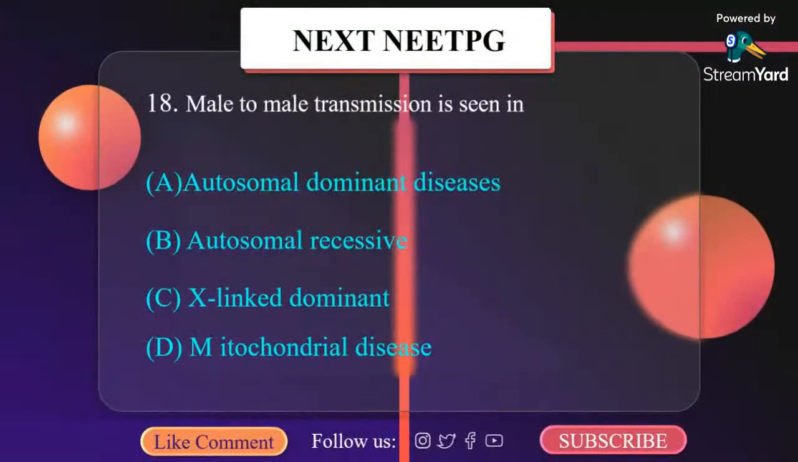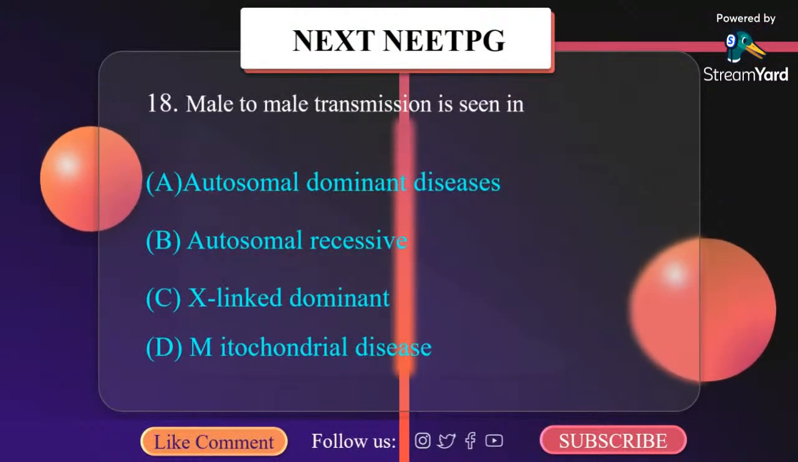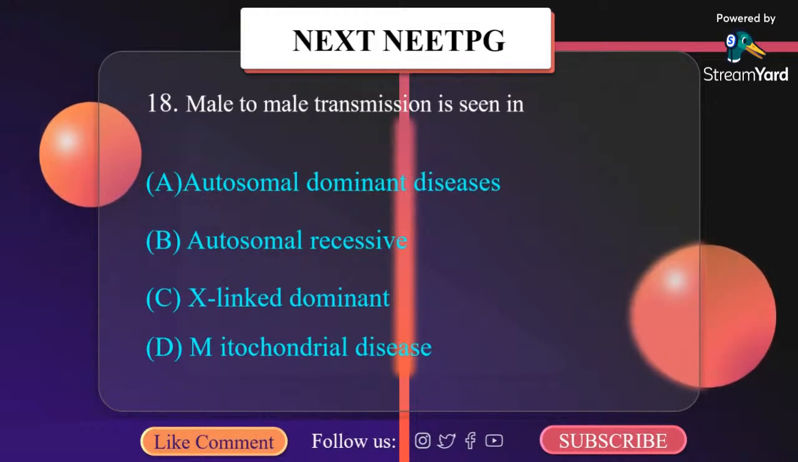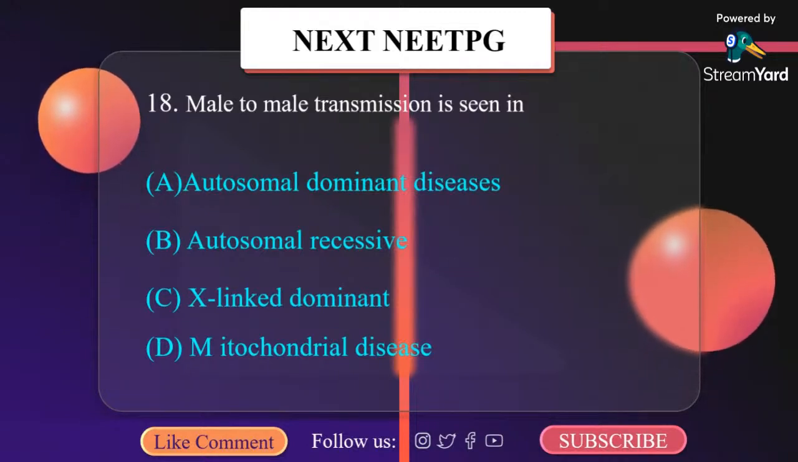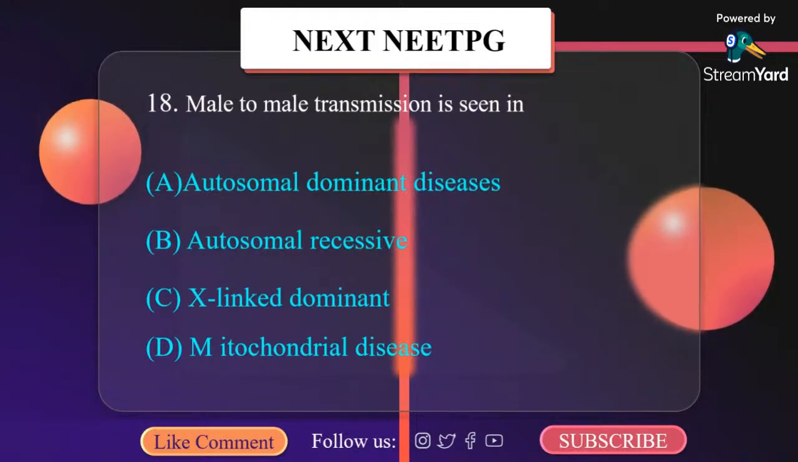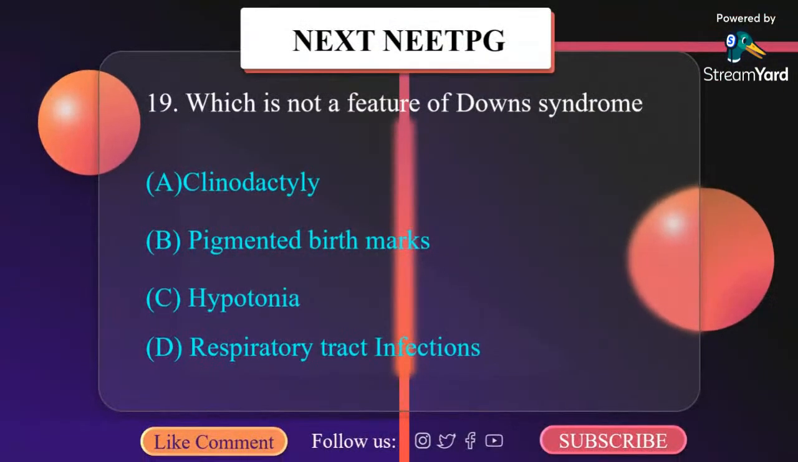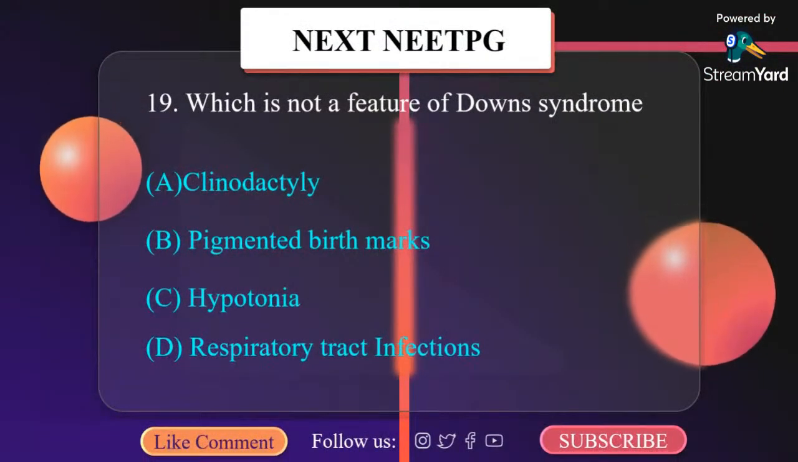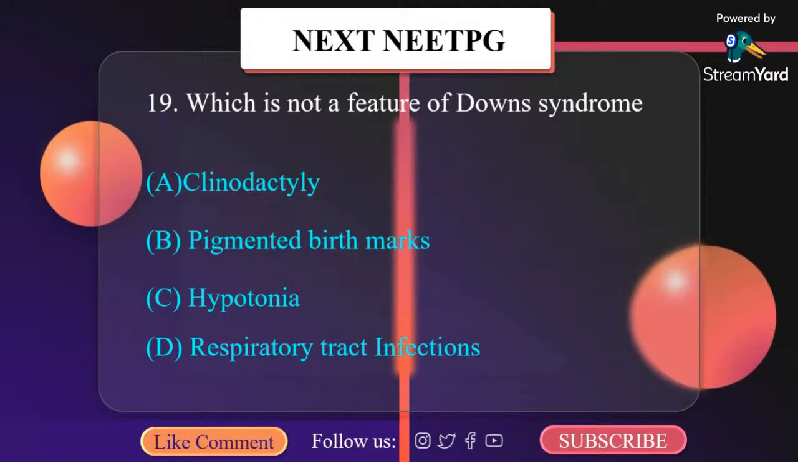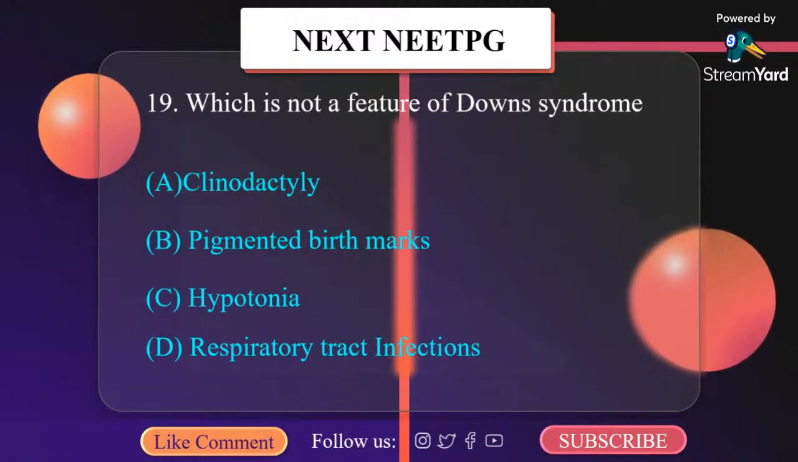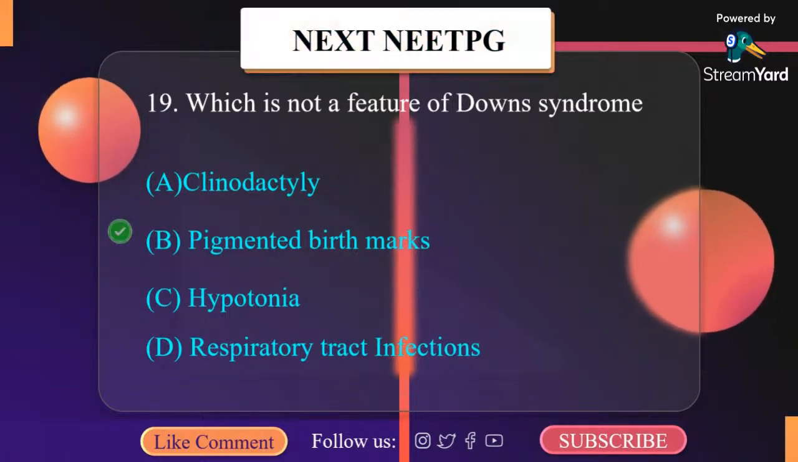Male to male transmission is seen in A. Autosomal dominant disease, B. Autosomal recessive disease, C. X-linked dominant, D. Mitochondrial disease. It is seen in autosomal dominant disease. Which is not a feature of Down syndrome? The pigmented birthmarks is not a feature of Down syndrome. So correct answer is B.